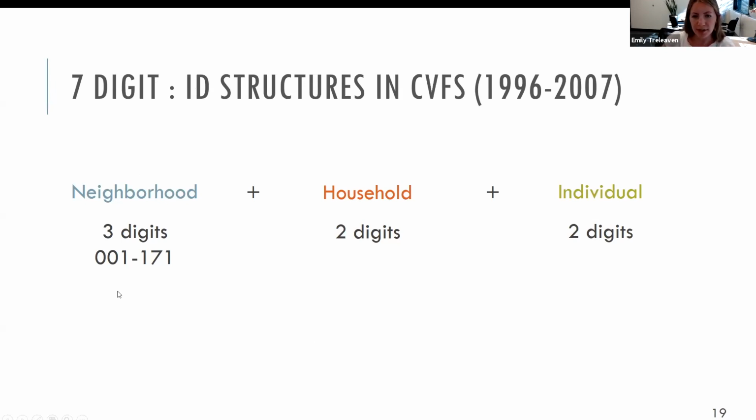Neighborhood is a 3-digit ID assigned sequentially from 1 to 171 for each neighborhood that was in the original 1996 sample. At that time, each household in each neighborhood was assigned a 2-digit ID, and each individual in each household was also assigned a 2-digit ID. So to identify unique households in the study, we have 5-digit IDs that combine the 3 digits of neighborhood and the 2 digits of the household appended. And individuals were uniquely identified by combining the 5-digit household ID with the 2-digit individual ID. For example, person 2 in household 5 in neighborhood 21 would have the ID 021 for the neighborhood, 05 for the house, and 02 for the individual.